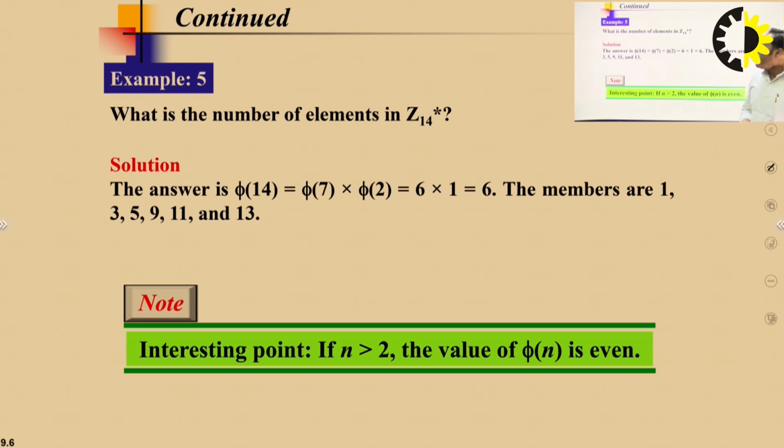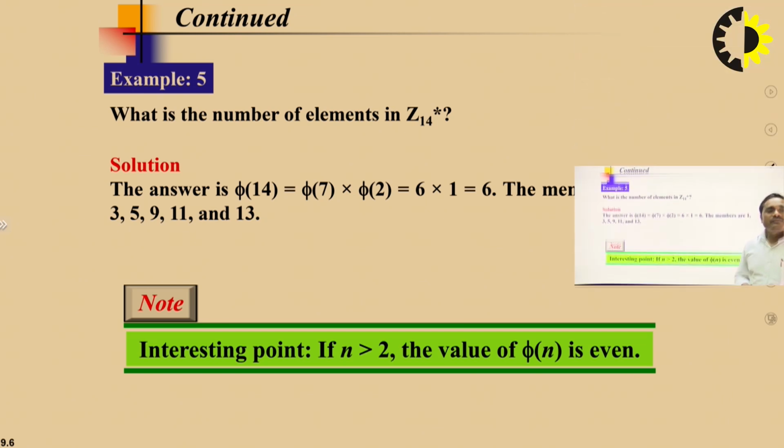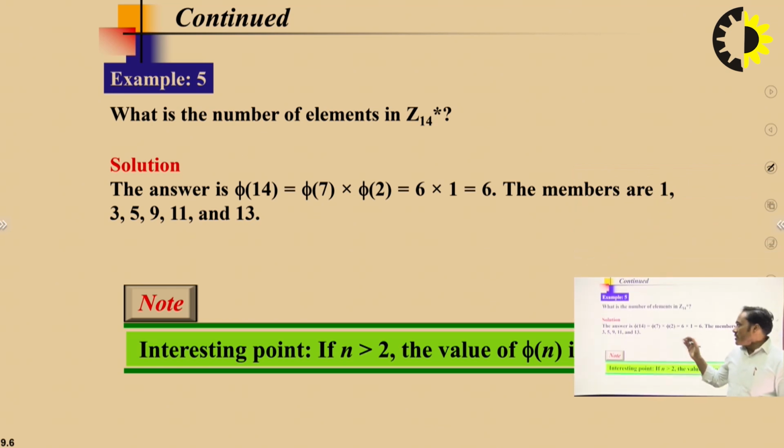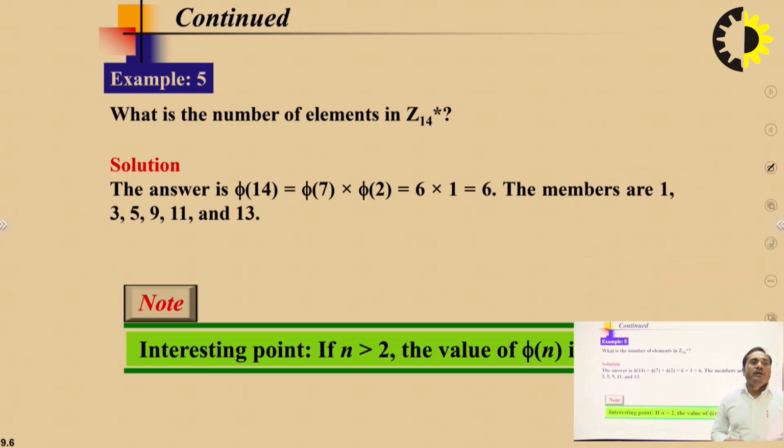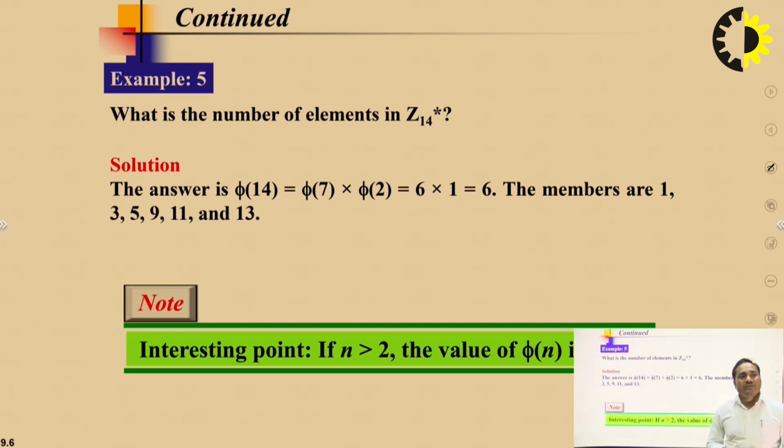Now, what is the number of elements in 514? In number 514, you can convert it into two different prime numbers, like 7 and 2. And 7 and 2 are two different prime numbers. So for 7, you can write φ(7) = 7 - 1, and similarly φ(2) = 2 - 1. So you are getting the two answers 6 and 1, and by multiplying 6 and 1, you are getting the answer equal to 6.